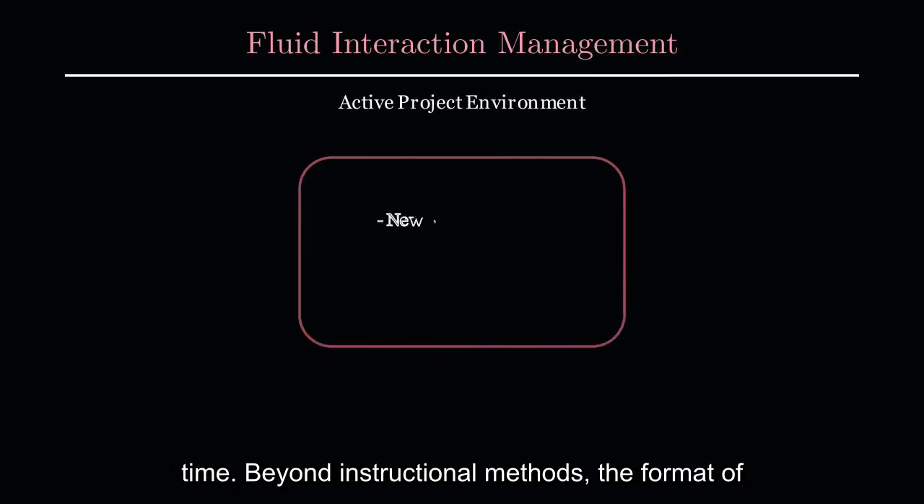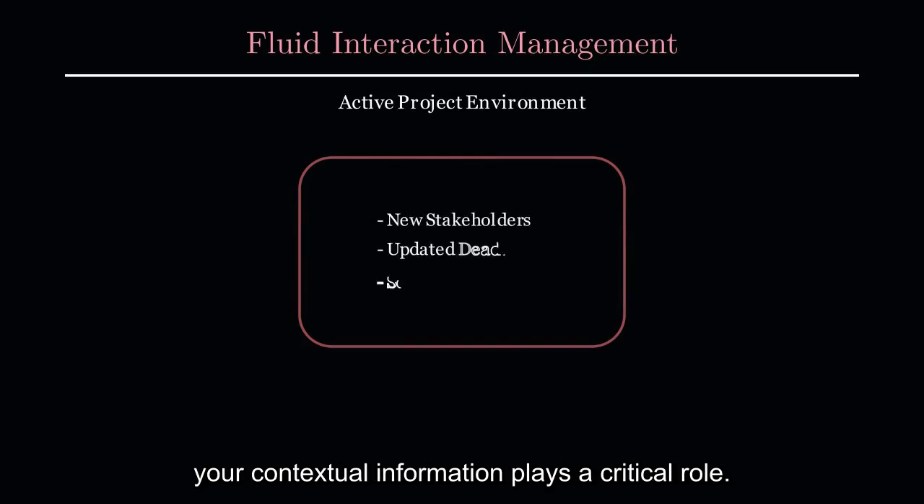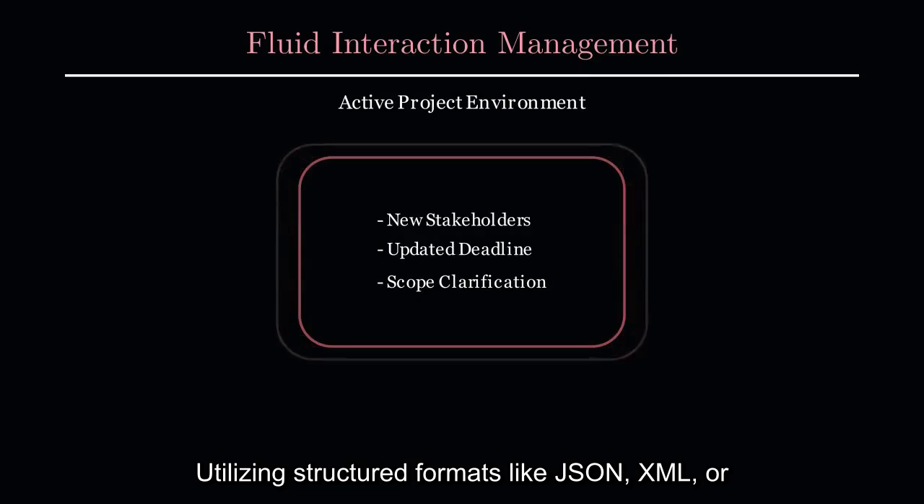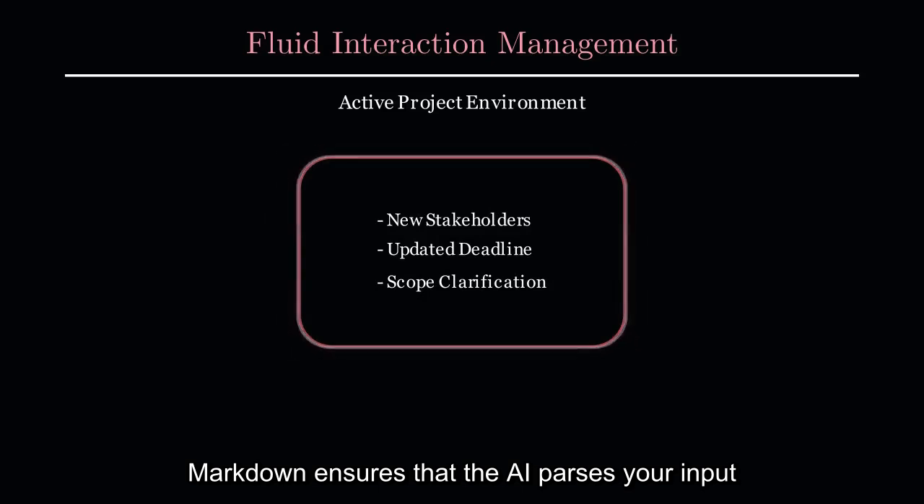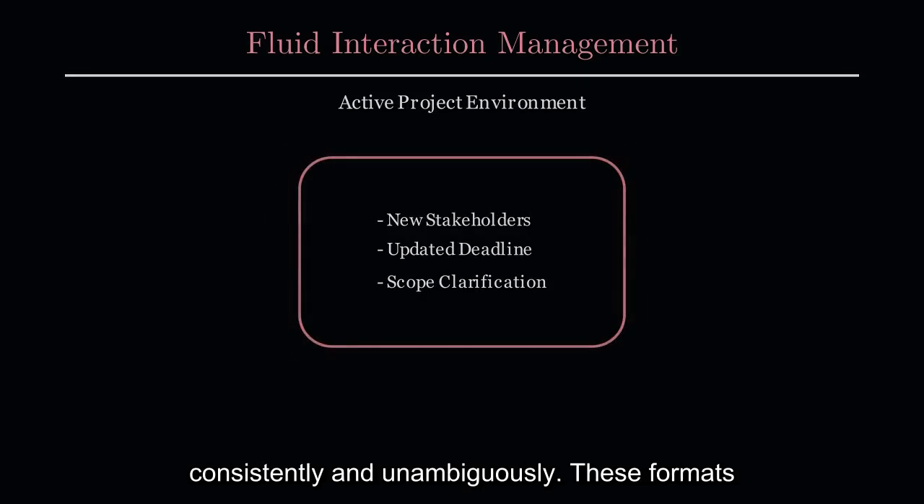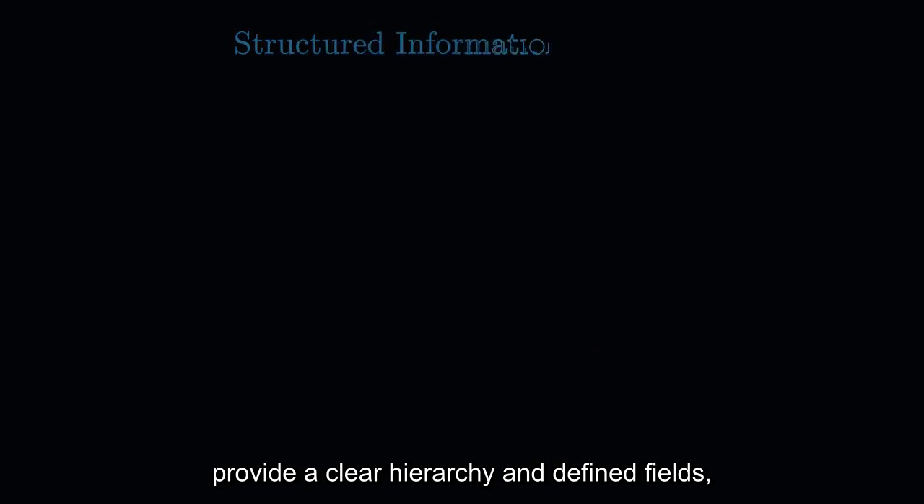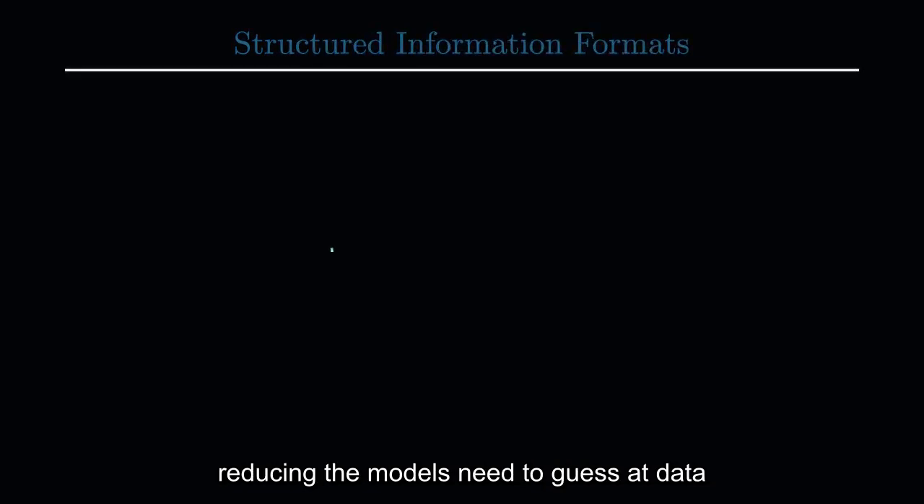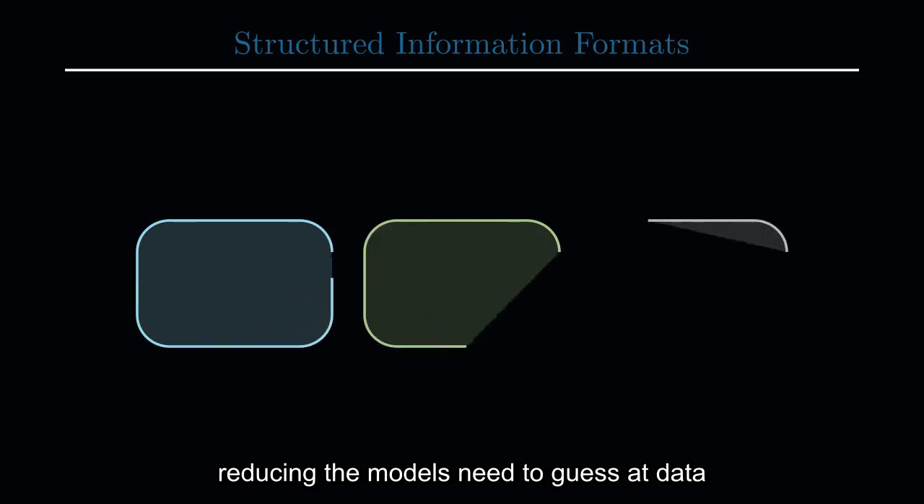Beyond instructional methods, the format of your contextual information plays a critical role. Utilizing structured formats like JSON, XML, or Markdown ensures that the AI parses your input consistently and unambiguously. These formats provide a clear hierarchy and defined fields, reducing the model's need to guess at data relationships.